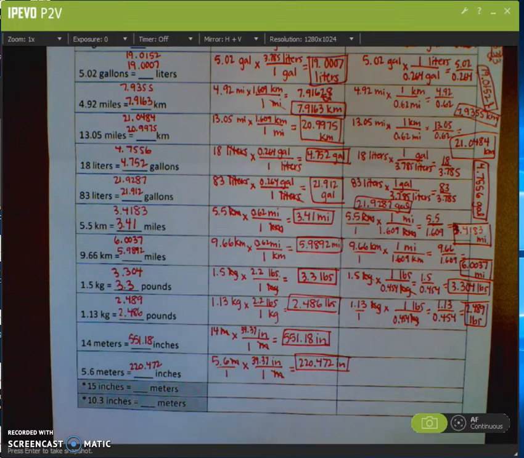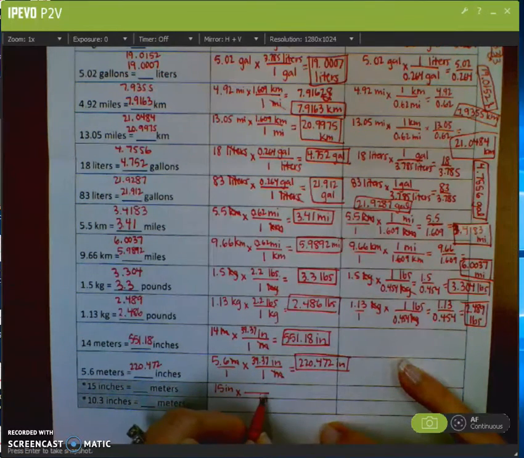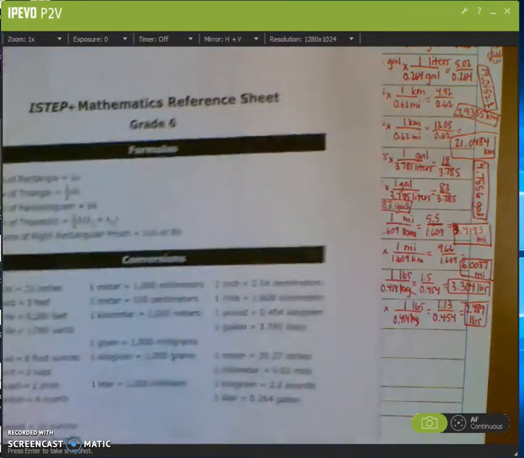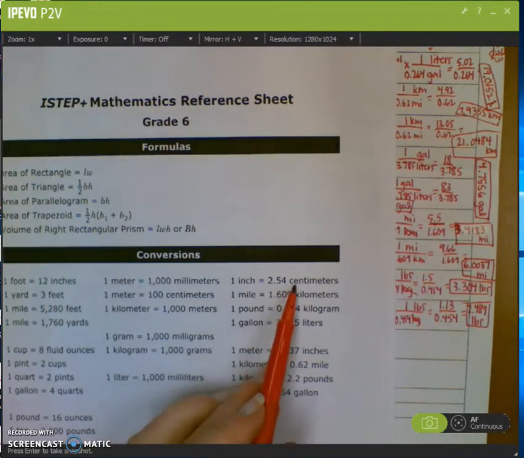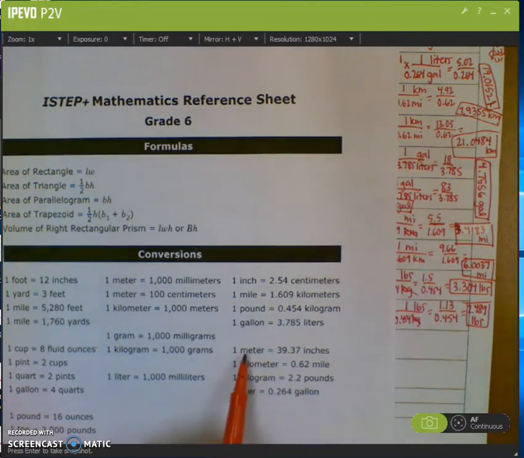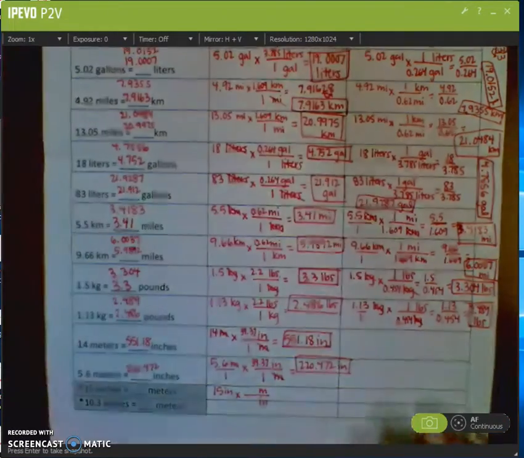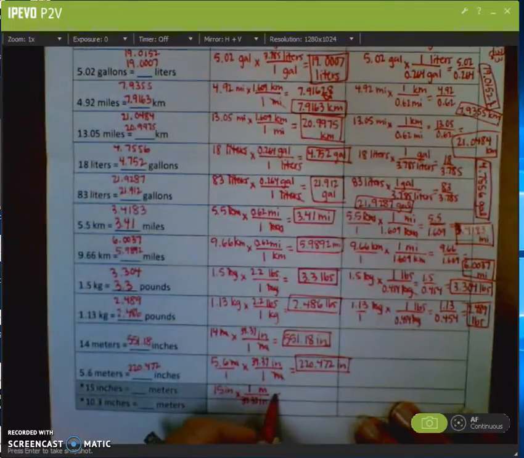So here I'm going to write down what they give me, 15 inches times inches in my denominator, meters in my numerator. Now, the only conversion factor that I can find, I can't find 1 inch equals meters. I can only find 1 inch equals centimeters. So I'm going to have to use 1 meter where I have meters and inches, and I'm going to have to reuse this as 1 meter here and 39 and 37/100 inches.